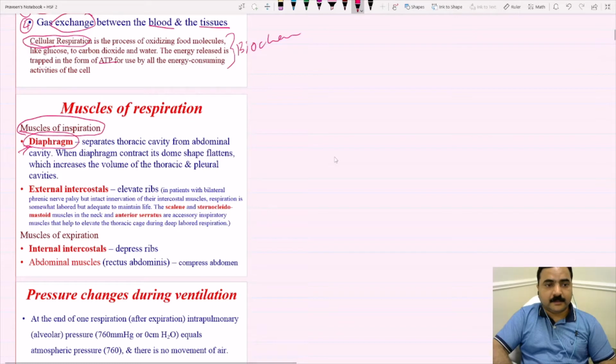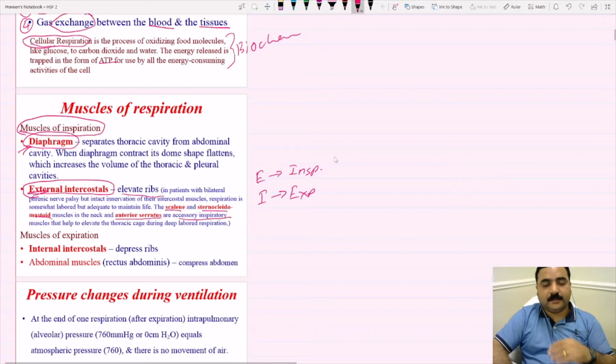The other muscles of inspiration other than the diaphragm include the external intercostals. External intercostal is for inspiration and internal intercostal is for expiration. Internal intercostal for expiration, external intercostal for inspiration. So remember like that. The external intercostal is for inspiration and it elevates the ribs. In addition, the next muscles that take part after the diaphragm are the scalene and the sternocleidomastoid muscles in the neck, and the anterior serratus, which are the accessory inspiratory muscles.